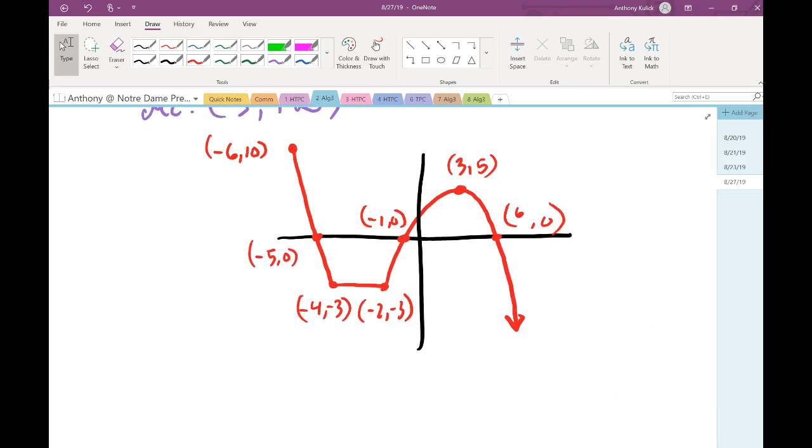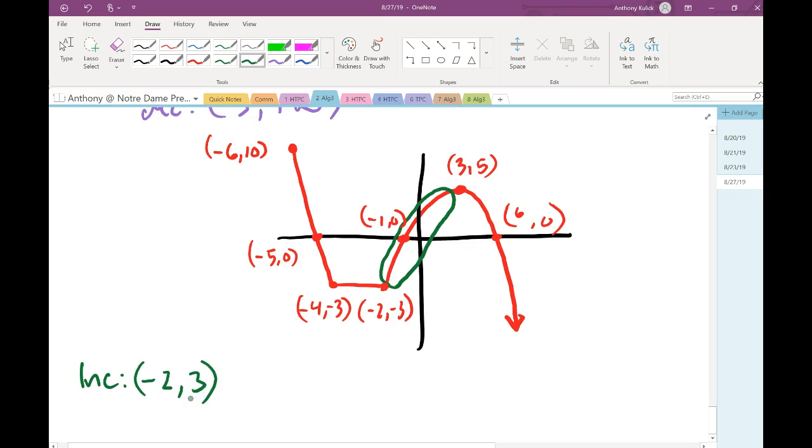Okay. Let's do the increasing, decreasing, constant part first, though. So, increasing parts. How many increasing parts do you guys see? Yeah, I see just one as well. It's this section right here. So that section begins at -2 and goes to +3. Everybody agree with that?